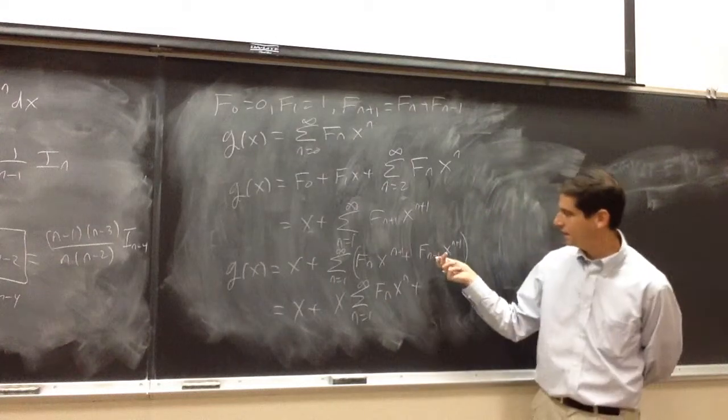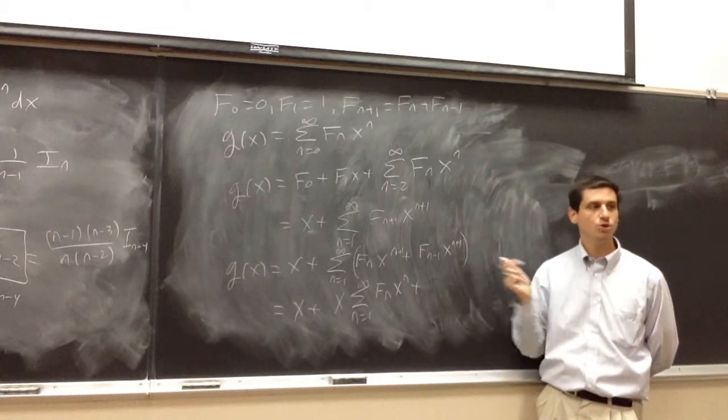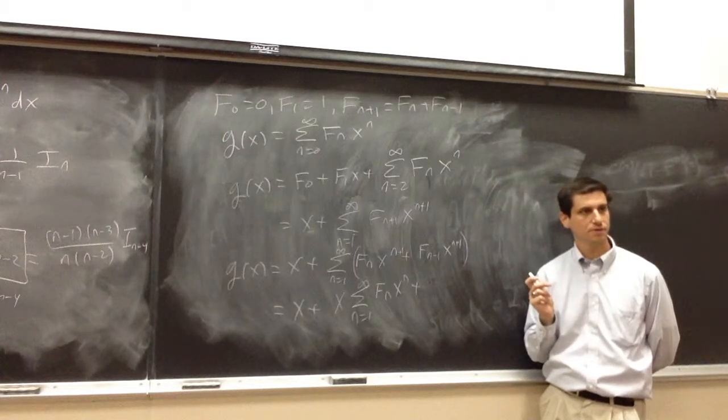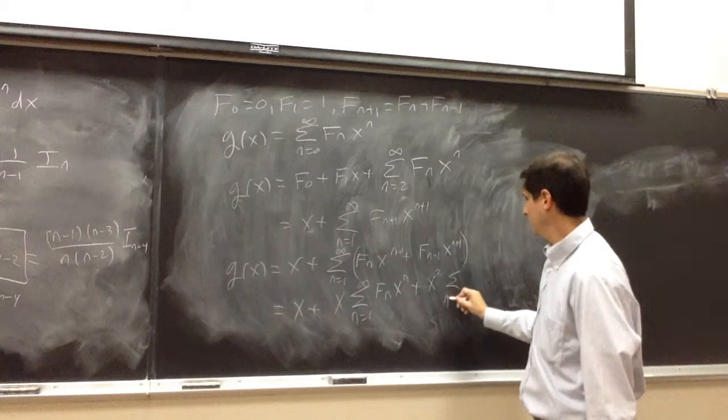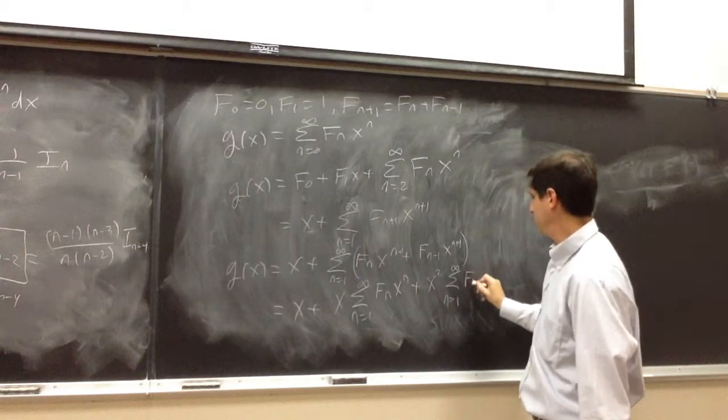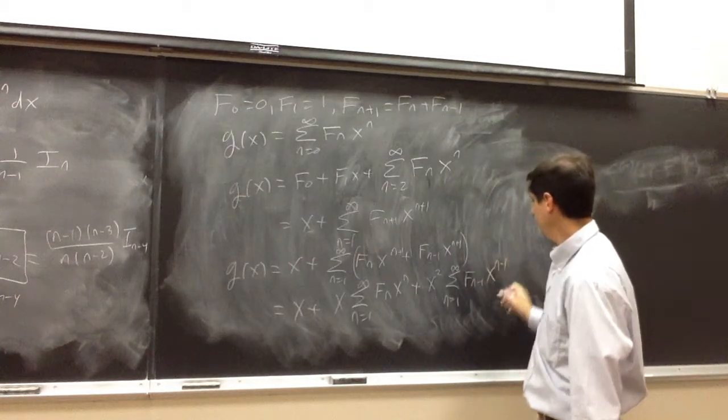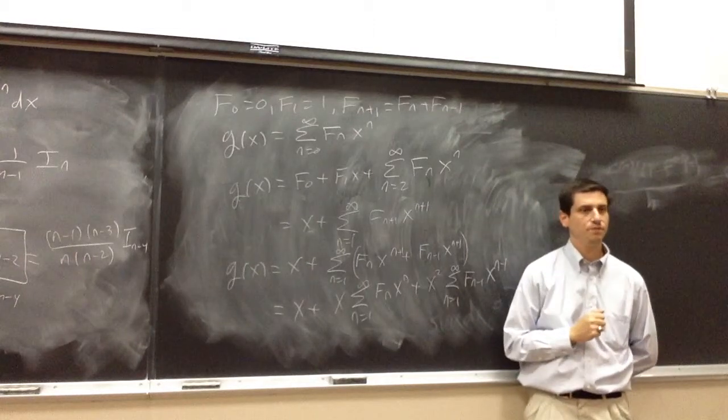For this one, I have f_{n-1} x to the n plus 1. What should I pull out? X squared. So I'll have plus an x squared, a sum, n goes from 1 to infinity of f_{n-1} x to the n minus 1.